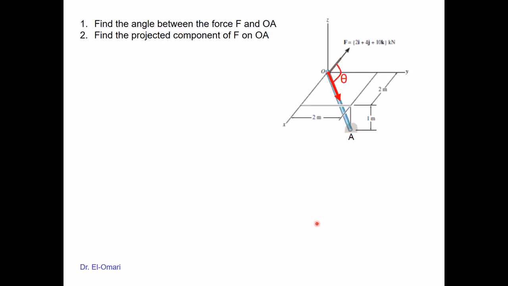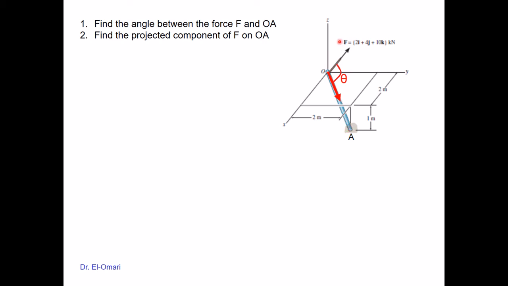Let's do a numerical example. In this example, we need to find the angle between that force and the line OA, here given by theta. And we need to find also the component projected. So the projected component, which means the projection of the force on the line OA, or the force parallel to the line OA. Notice that sometimes it's called the projection of the force on the line, or the force parallel, or the component parallel to that line.